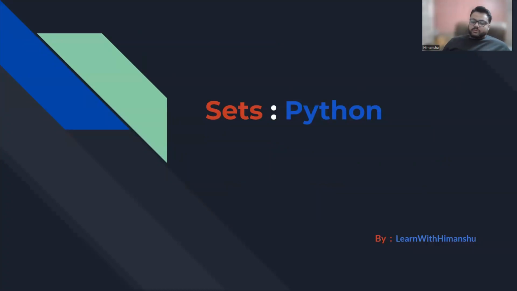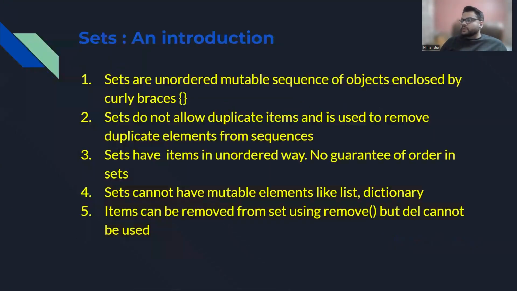Hi everyone. So now let's look into sets in Python. Sets are nothing but an unordered, mutable sequence of objects. They are enclosed by curly braces. Sets do not allow duplicate items and are mainly used to remove duplicate elements from sequences. So you will find many uses of sets in this regard.